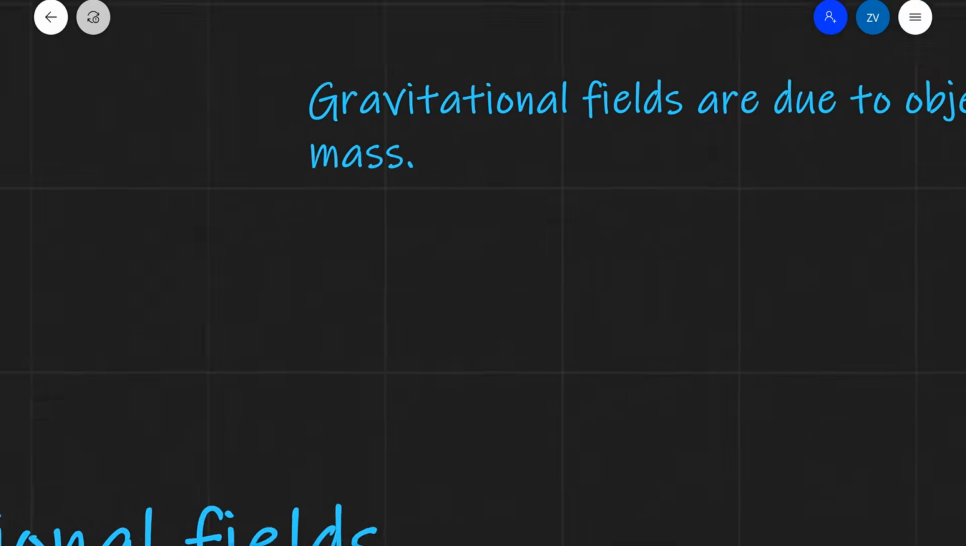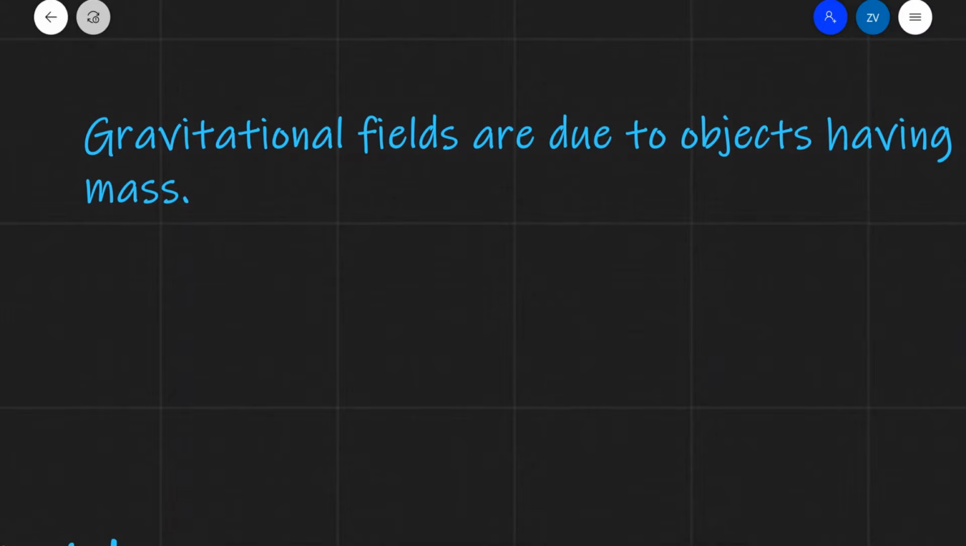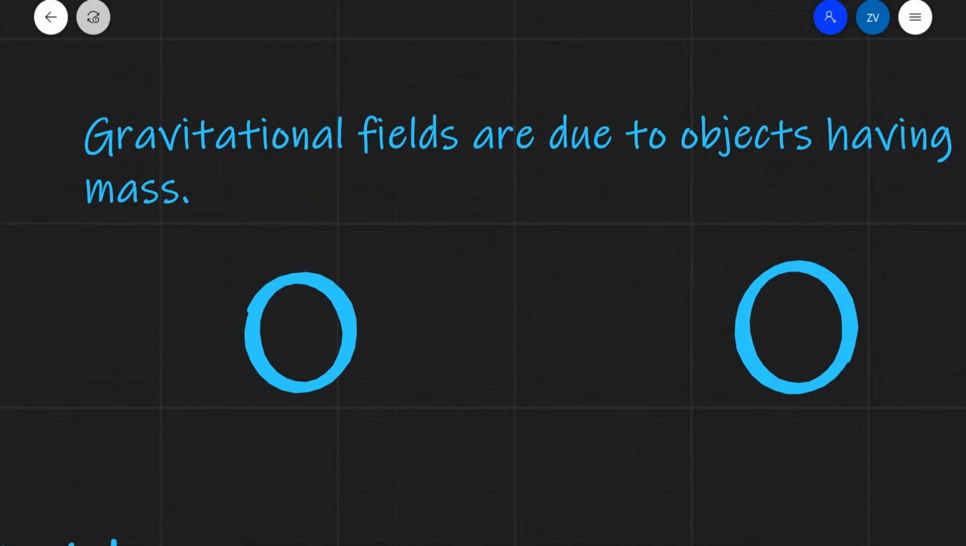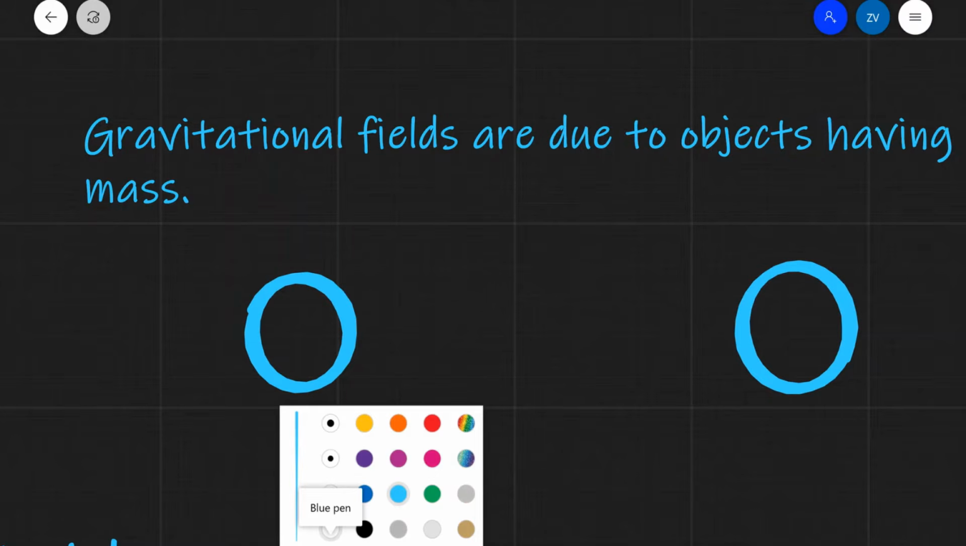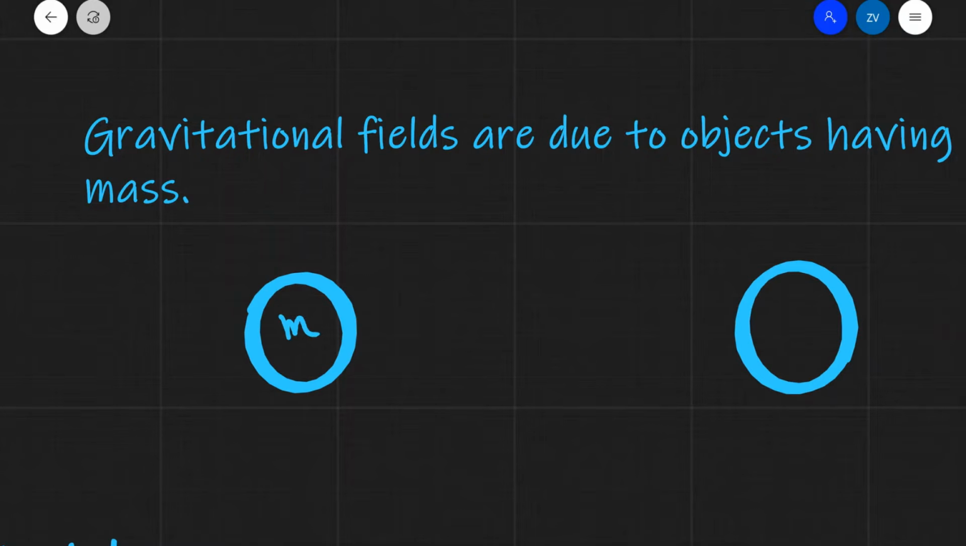Now, the first thing that we need to note is that gravitational fields are due to objects having mass. That means that any two objects which have mass, let's say that we have one object here, let's draw a sphere over here and then another sphere over here. Let's say that the one on the left has a mass m and this one here on the right has another mass m. They are going to experience an attractive force due to those objects having mass.